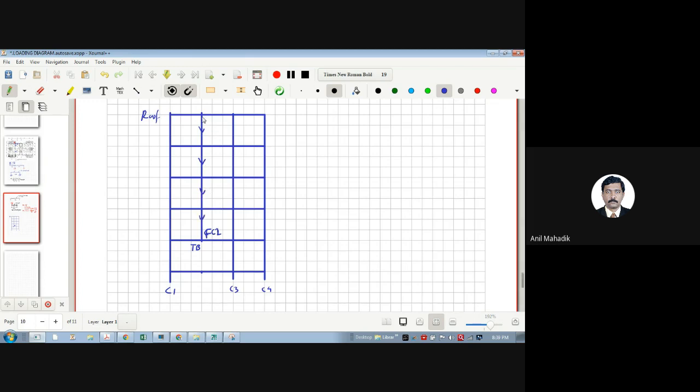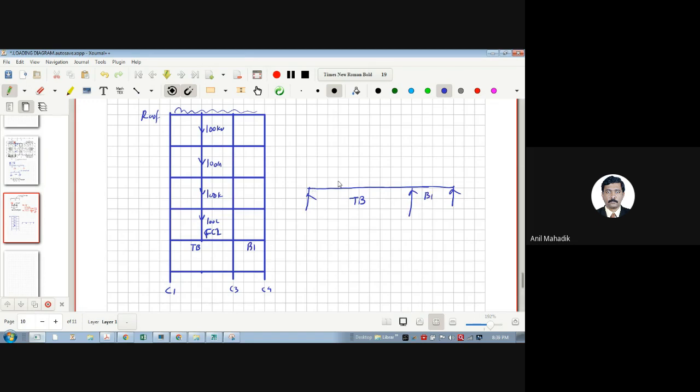Let's say you calculated the column load from here: it is 100 kilonewton transferring on FC2. Then again here 100 kilonewton column load, again 100 kilonewton, again 100 kilonewton. So how much is the load coming on the TB, the transfer beam? 500 kilonewton. So if I draw the loading diagram of the transfer beam, it should look like this. This is my TB, and this is, let's say, B1.